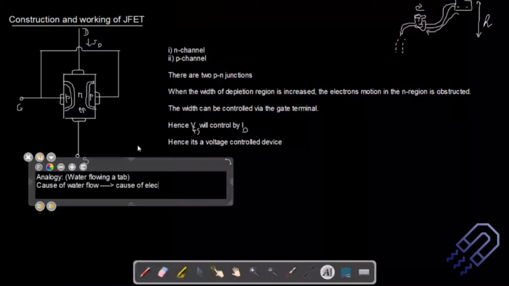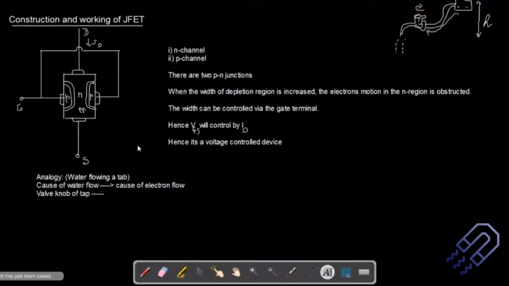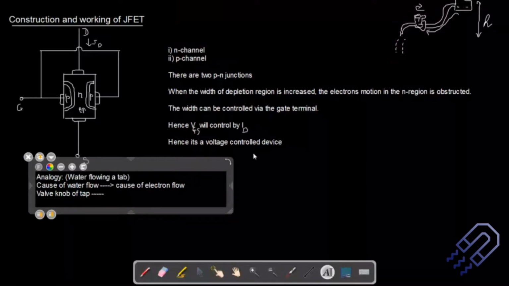So cause of water flow, okay, which can be actually analogous to the cause of electron flow. Okay, so I hope you understand this, because this is nothing but happening because of the difference in potential. Okay, then we have got the valve knob of the tap. Okay, and here that means you are using this valve knob to switch it on. So you are using this knob, you are switching it on, and then the water flows. Here also you can actually have the valve knob comparable to the gate of JFET. Okay, we have got the gate of JFET.